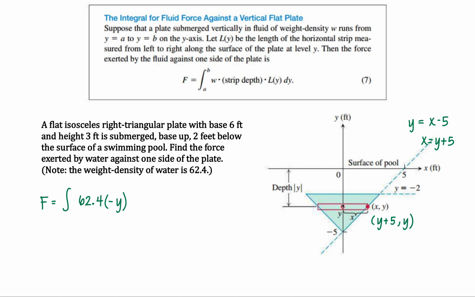So that means the distance from the y-axis to this point is y plus 5. So the total length of this strip, the total length of this red rectangle, would be twice that: 2 times (y plus 5), and that's my ly. So my bounds, my upper and lower bounds when I integrate: the very bottom of the triangle is at y equals -5, and the top is at y equals -2.